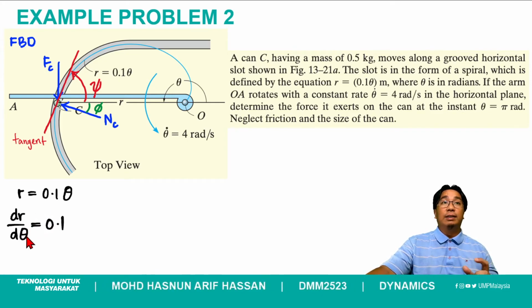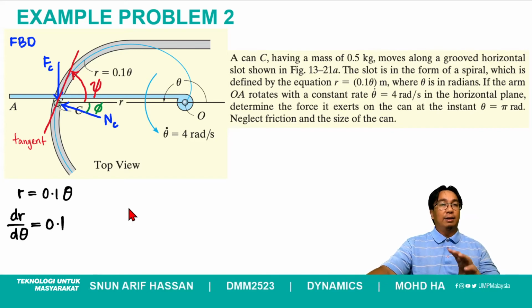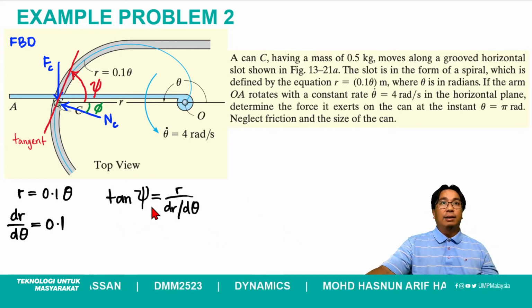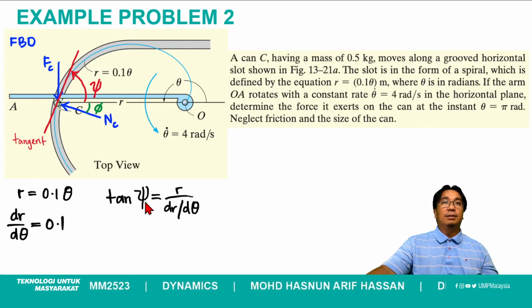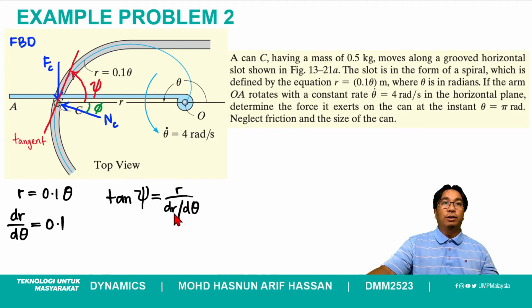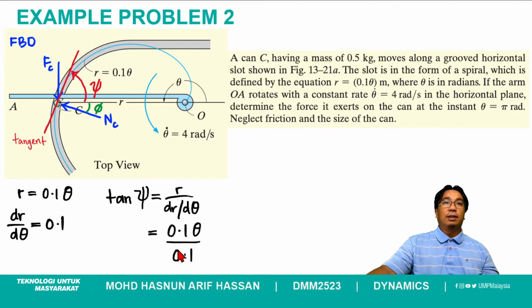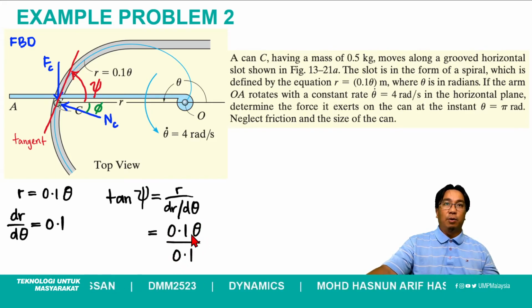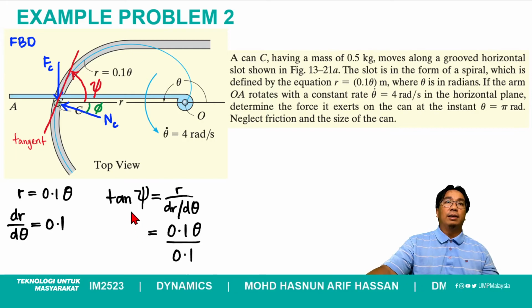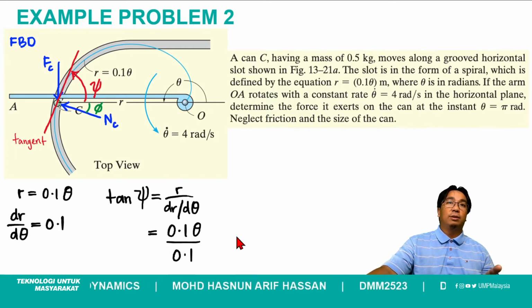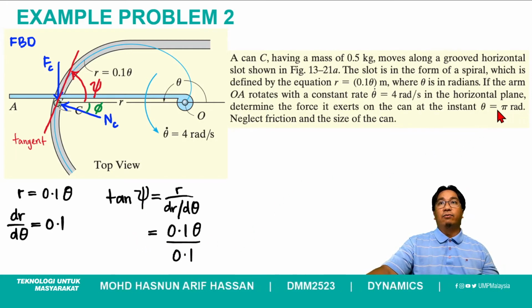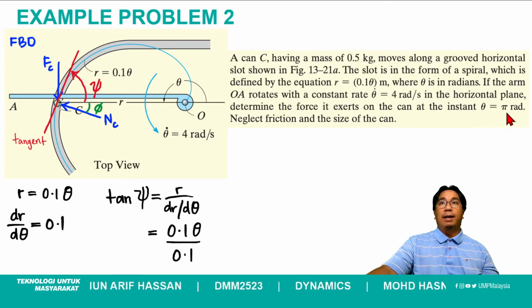Okay, so given R is equal to 0.1 theta, dr over d theta is 0.1. Theta ni hilang lah, differentiate. So tadi kita dah ada equation kita, tangent psi is equal to R over dr d theta. So kita dapatlah 0.1 theta over 0.1. So kita boleh potong 0.1 and 0.1. Tinggallah tangent psi is equal to theta. Theta here given as pi rad.